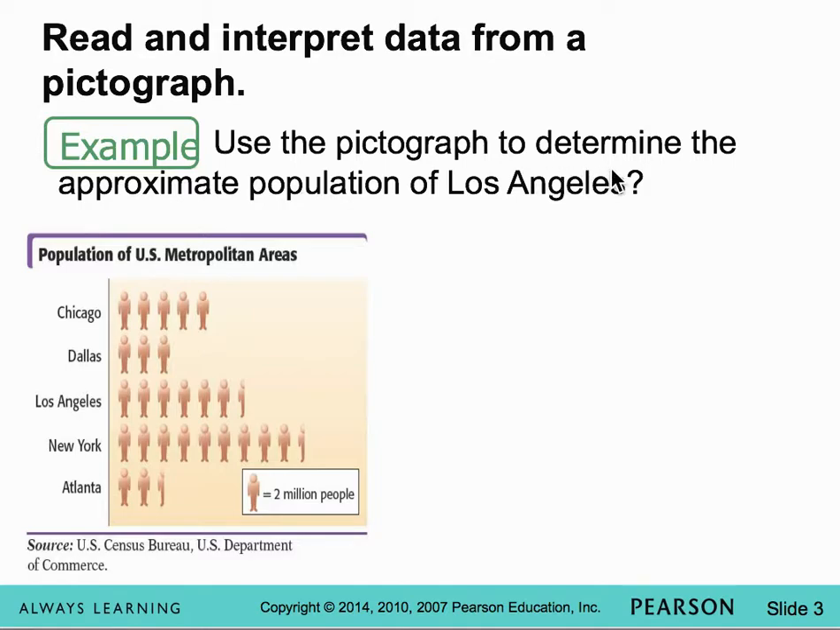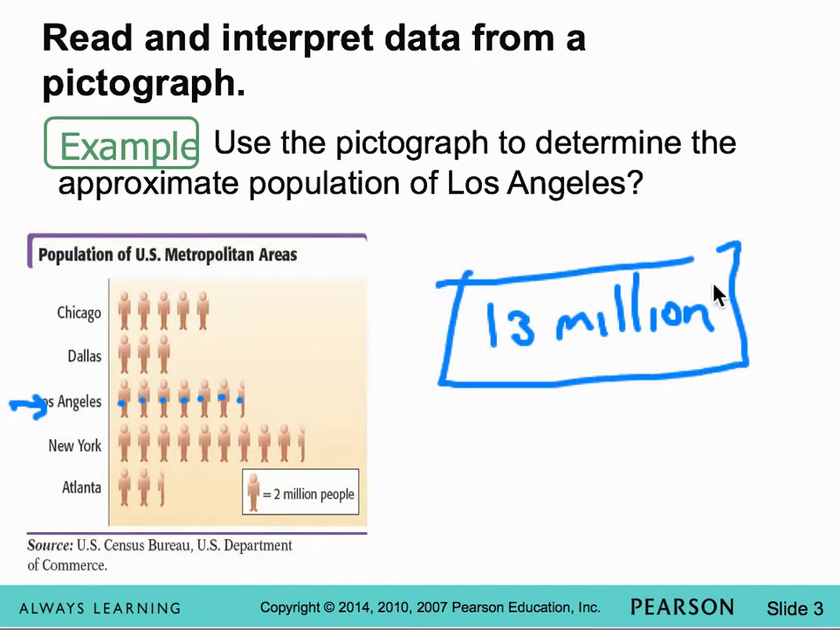So use the pictograph to determine the approximate population of Los Angeles. So I got to find Los Angeles. And each person is 2 million. So here I've got 2, 4, 6, 8, 10, 12, and then there's half a person. So 13. So 13 million. Don't forget, don't just say 13 because each one is 2 million. So Los Angeles is about 13 million in the year this graph was made.